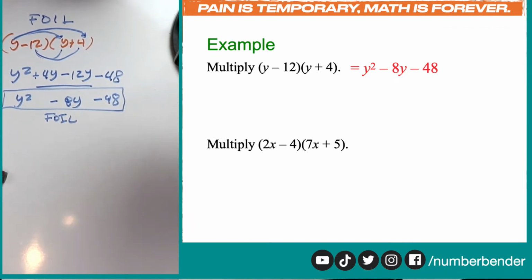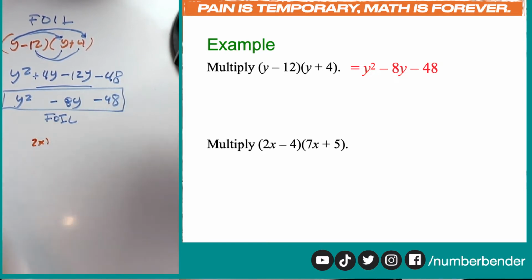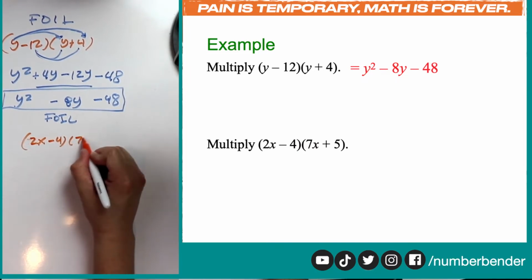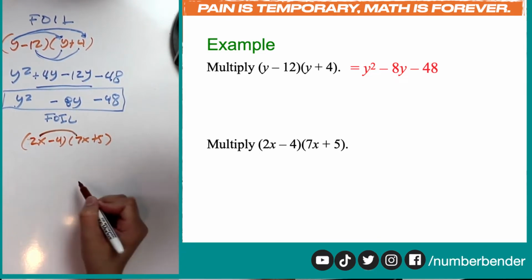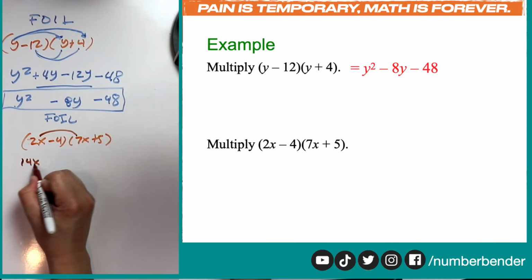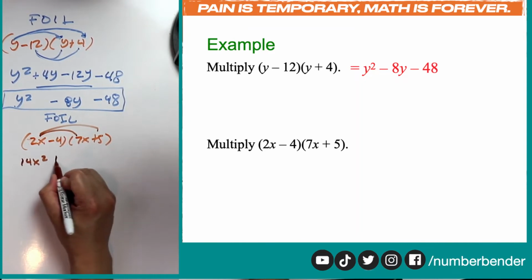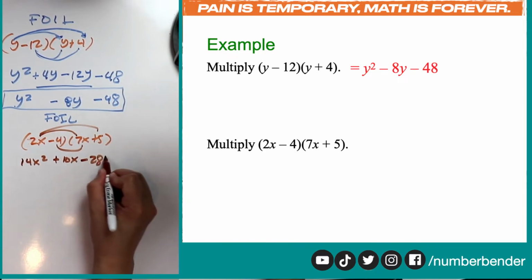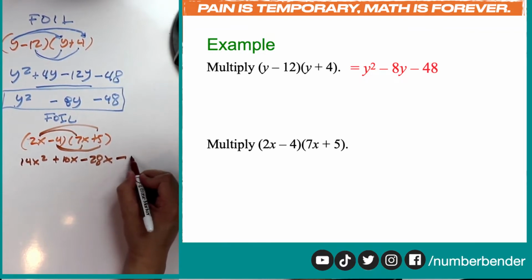And if we multiply 2x minus 4 times 7x plus 5, of course, we're still going to use the FOIL method. So if we have 2x minus 4 multiplied by 7x plus 5, using the same technique, 2x times 7x is going to be 14x squared. Outer would be 2x times 5, which is positive 10x. Inner, which is negative 4 times 7x, is negative 28x. And last terms, negative and positive is negative, 4 times 5 is equal to 20.